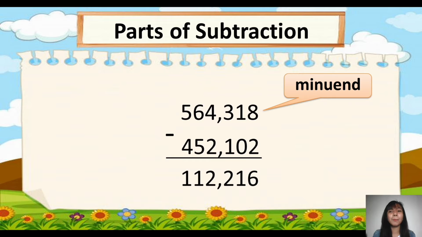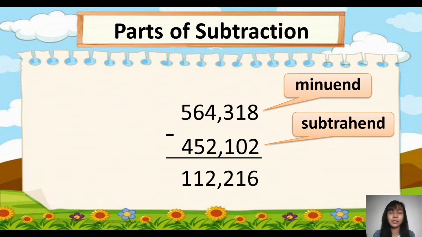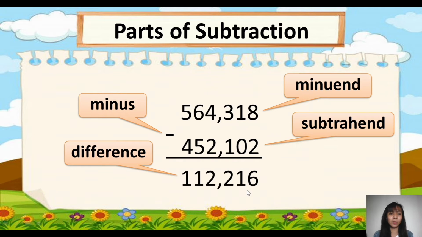Everybody say minuend. And the bottom number is called subtrahend. Subtrahend. And this symbol is called minus. Minus is the sign that we are going to use in subtraction. Alright? Again, please say minus. And the answer is called difference. Difference. Alright? So these are the parts of subtraction.